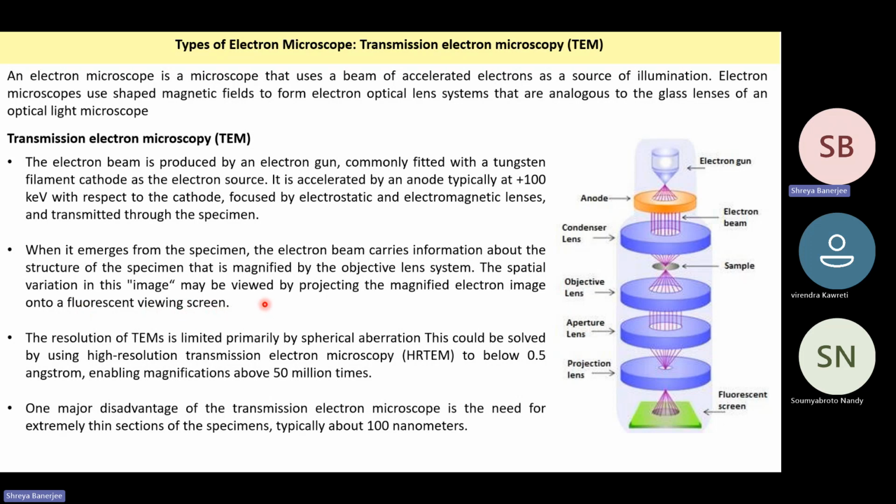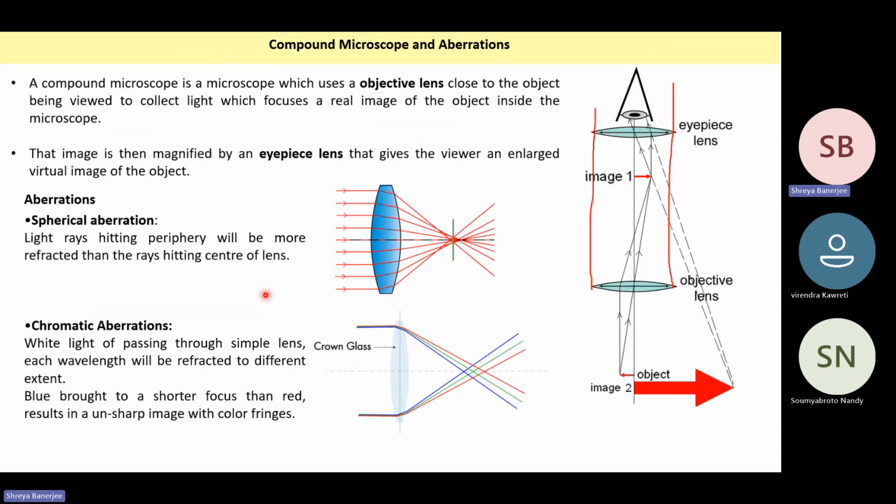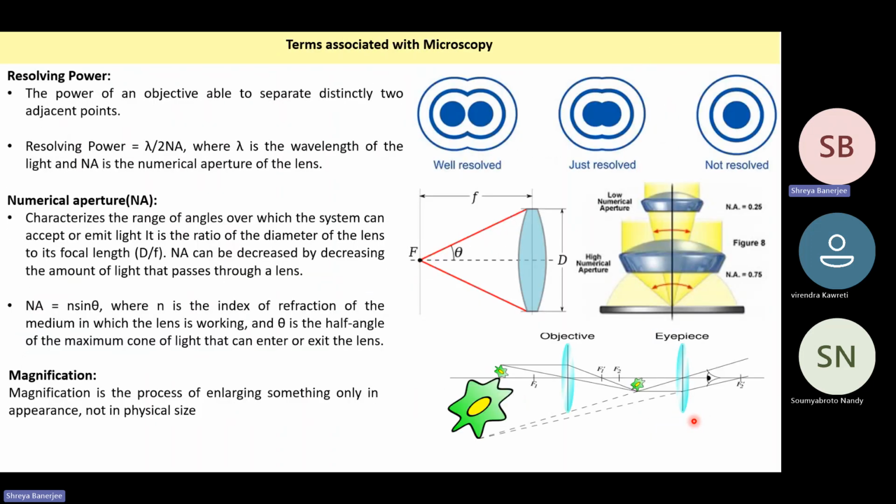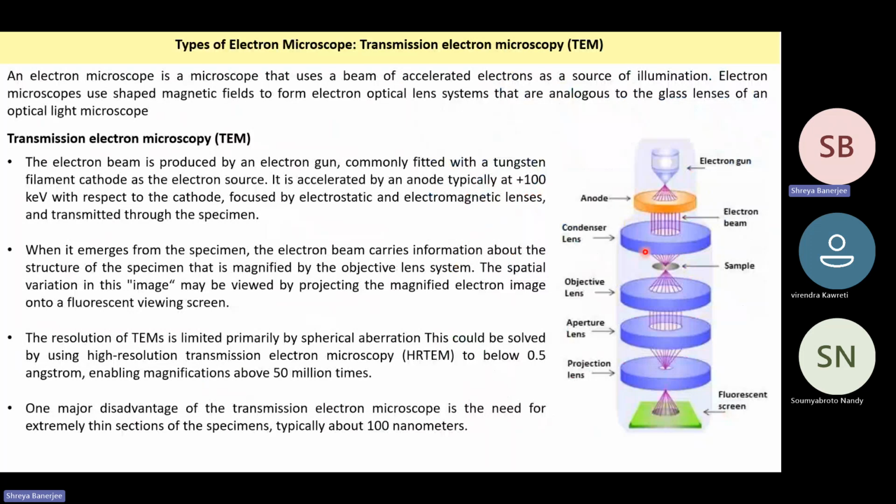What this means, if we again look back at the light microscope. In a light microscope, what was happening? The light was passing through the objective lens and forming a real image. And then the light was passing through the eyepiece lens and forming a hugely magnified virtual image. The concept here is the same. You have the electron beam passing through the sample going to the objective lens, and then it passes through two more lenses, the aperture lens and the projection lens.